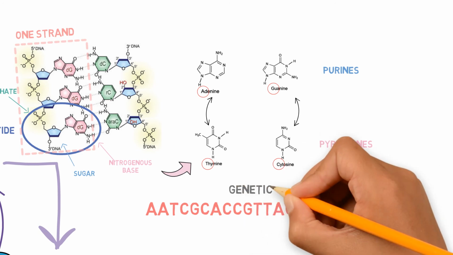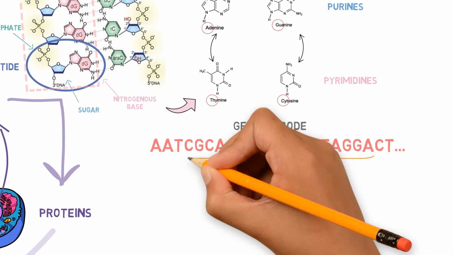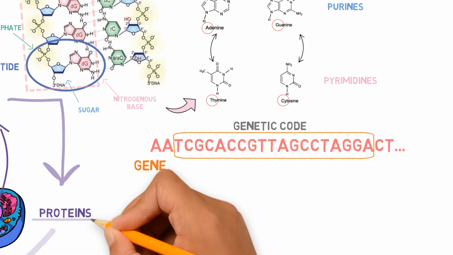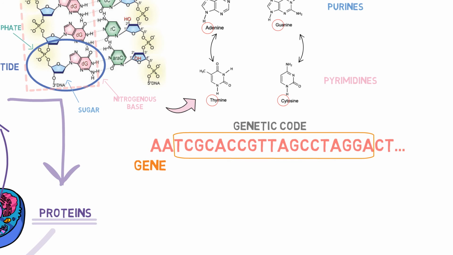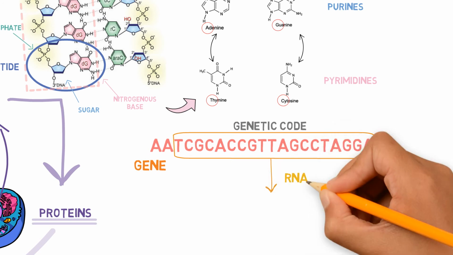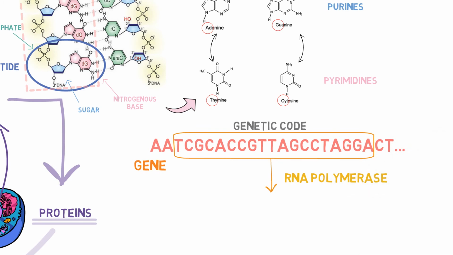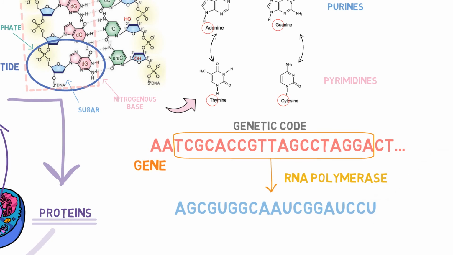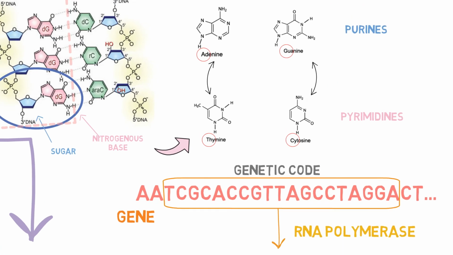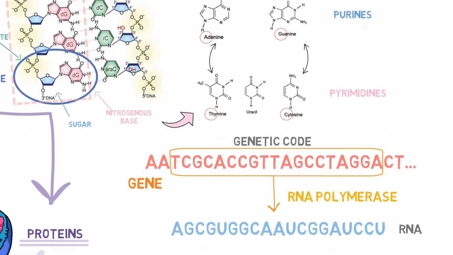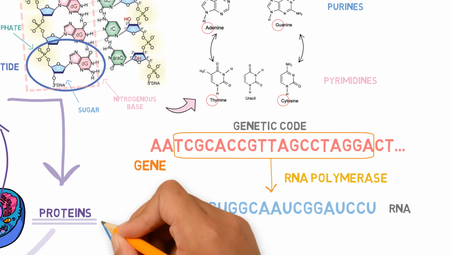It's a code because each sequence that we call a gene codifies for the synthesis of a certain protein. In order for the body to synthesize a protein, an enzyme called RNA polymerase reads the code that is within this gene in the DNA and produces a complementary strand, which is the RNA. In the case of RNA, thymine is replaced by uracil. This RNA then leads to the production of that protein.